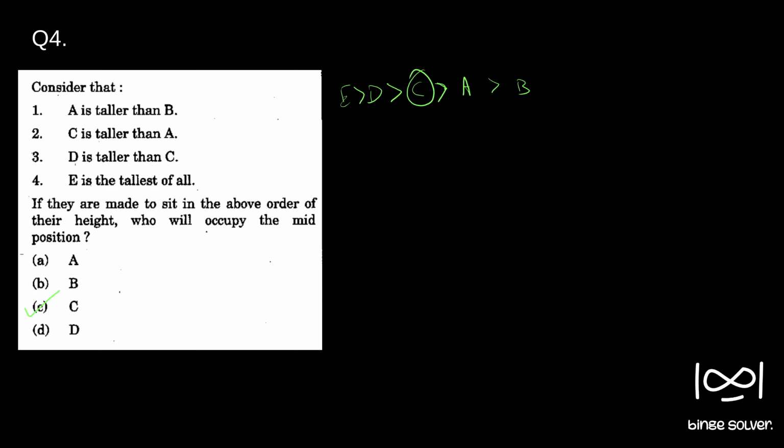Question 5. Consider the following statements. There are 6 villages A, B, C, D, E and F. F is 1 kilometer west of D. So we will straight away mark what is given. Let's mark D. F is 1 kilometer west of D, so in the west direction, F is 1 kilometer. Now B is 1 kilometer east of E. So let's mark it here.